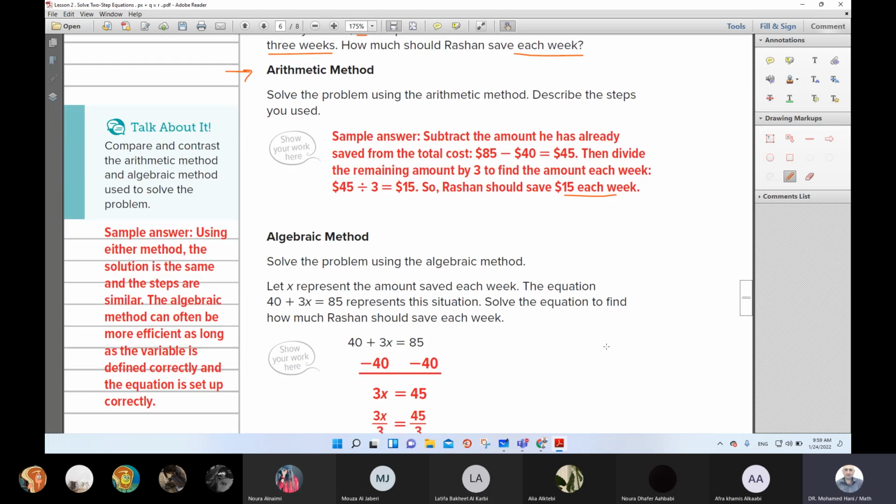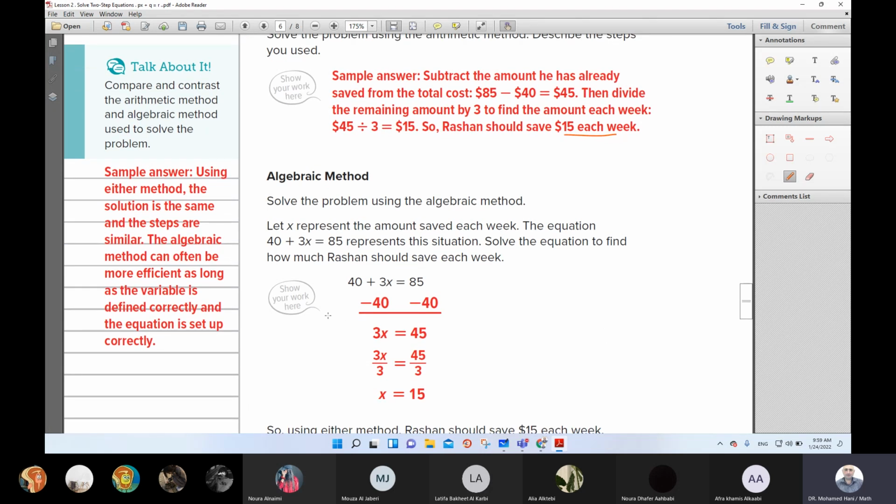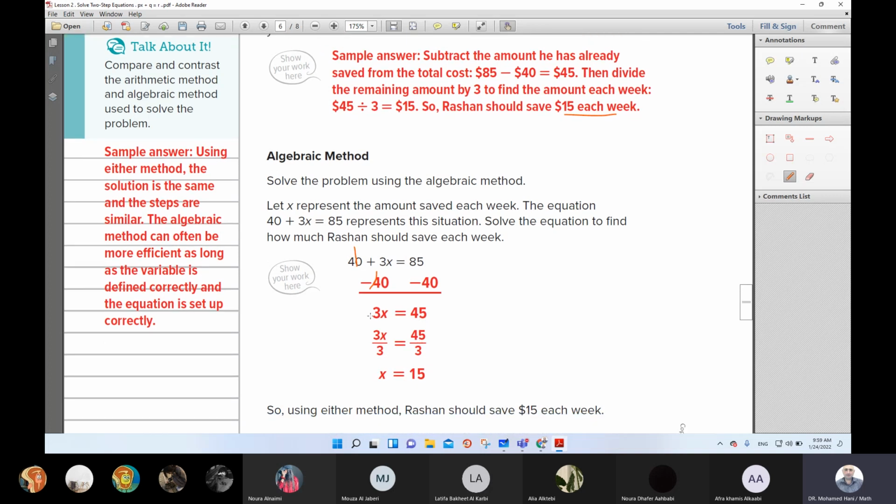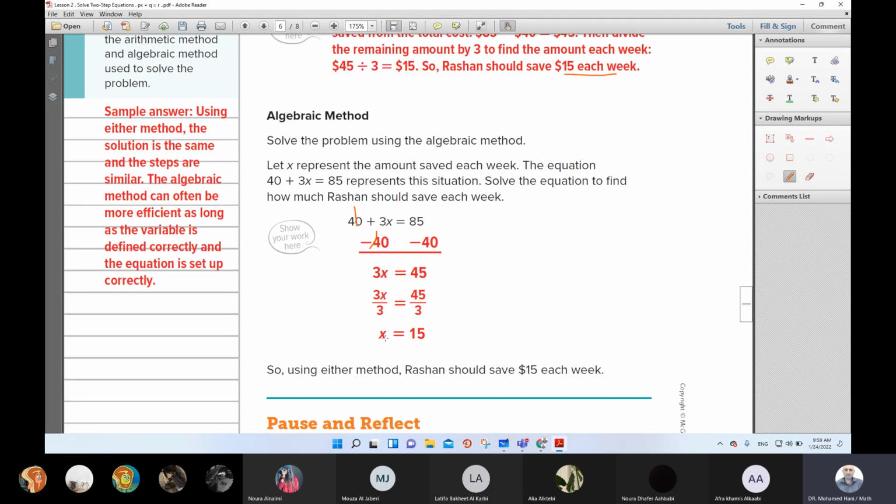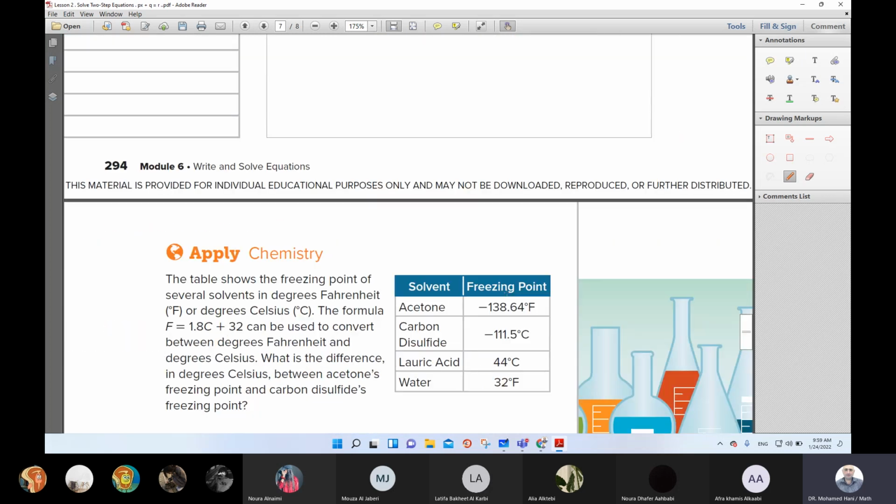Solve this equation. We can first remove the constant from this side. So we can subtract 40 from both sides. So 40 minus 40 here and 85 minus 40 here. 40 minus 40 will be 0, remains 3x. And 85 minus 40 will be 45. Divide the two sides by 3. 3x divided by 3 equals x, and 45 divided by 3 will be 15. This is the solution of this equation.